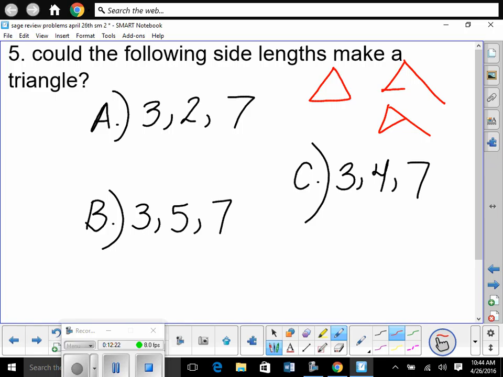So let's look at A. Could we make a triangle out of these sides? 3, 2, and 7. No, because 3 plus 2 is 5, right? 5, which is less than 7. We cannot make a triangle out of those.